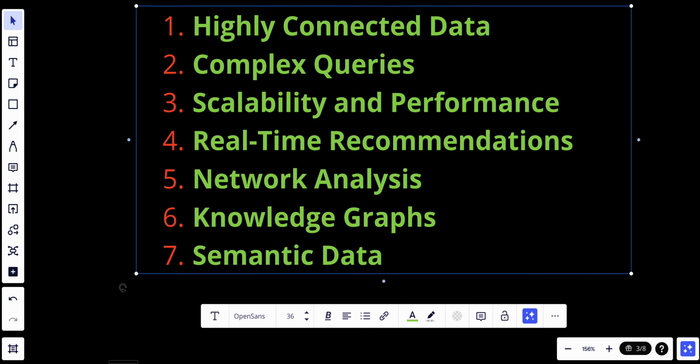It's important to note that while graph databases are powerful for certain use cases, they may not be the best choice for all scenarios. For more straightforward tabular data with minimal relationships, a traditional database may be more suitable. The choice of database technology should align with your specific data modeling and query requirements.